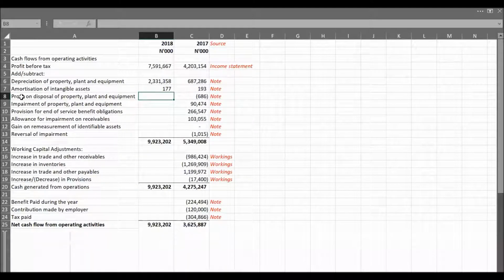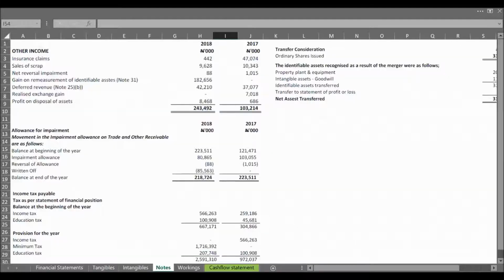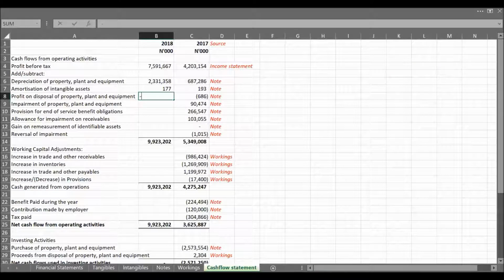Note this is a profit, which means that it was added to the profits. In this case, we're going to be deducting it from profit because it's a non-cash transaction. So the amount is minus 8468. Okay. Then we have impairment of property, plant, and equipment. During the year, there was no impairment on property, plant, and equipment, so we leave it at 0.